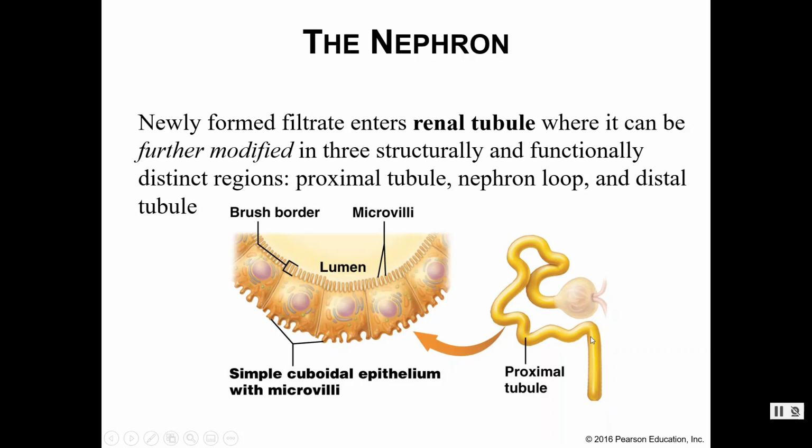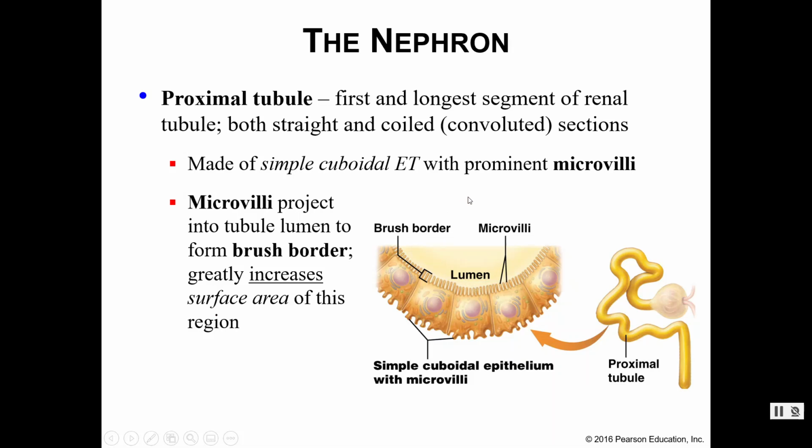All right, so let's see here. All right, so first part, proximal tubule, all right, no big deal. First and longest segment of the renal tubule, we have both straight parts and coiled parts or convoluted parts. You will probably see the term proximal convoluted tubule. It's the same thing, okay? So convoluted basically just means coiled, okay? But it's very common to see it called proximal convoluted tubule or your PCT. You're going to see that a lot. It's all the same thing, okay?